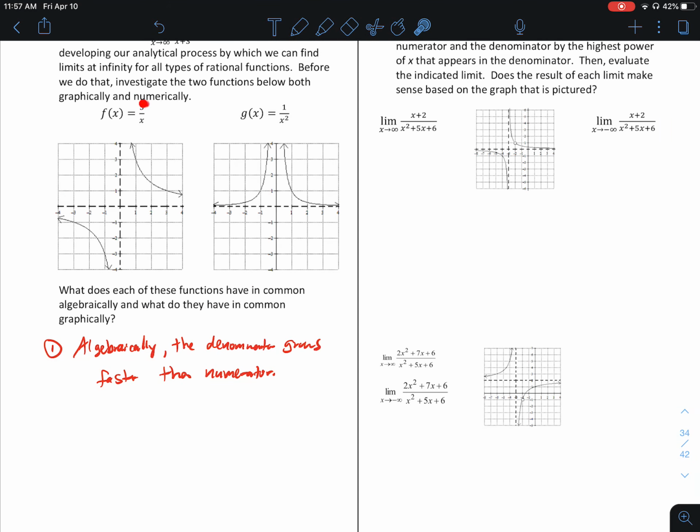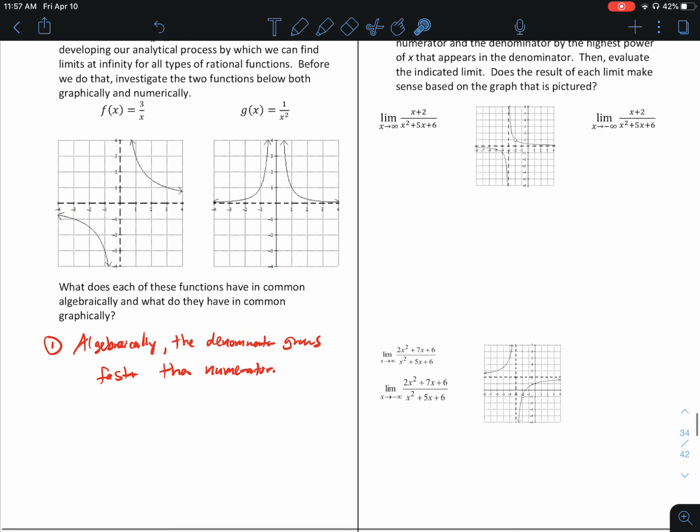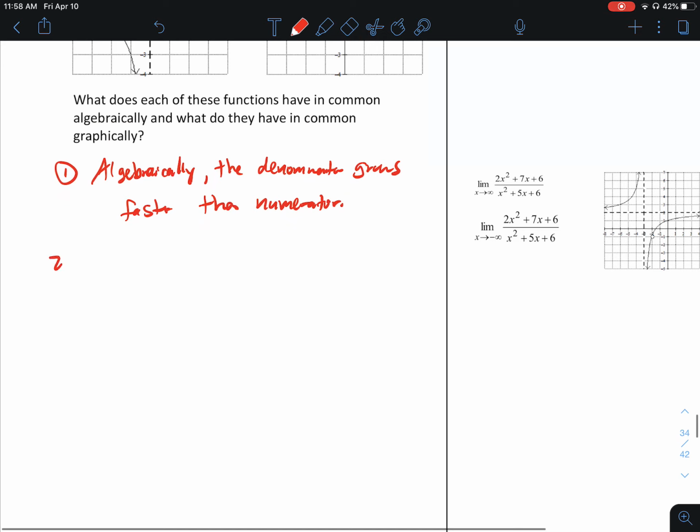So looking at this, 3 is a constant, it's not growing at all. X is going to grow faster whether you go left or right, faster than 3. Either it's going up or down, it's growing at a faster rate because it has a slope of 1, whereas this has a slope of 0. X squared grows faster than 1. 1 has no growth whatsoever. X squared clearly grows faster than x. What do they have in common graphically? Both graphs have a horizontal asymptote at y equals 0.